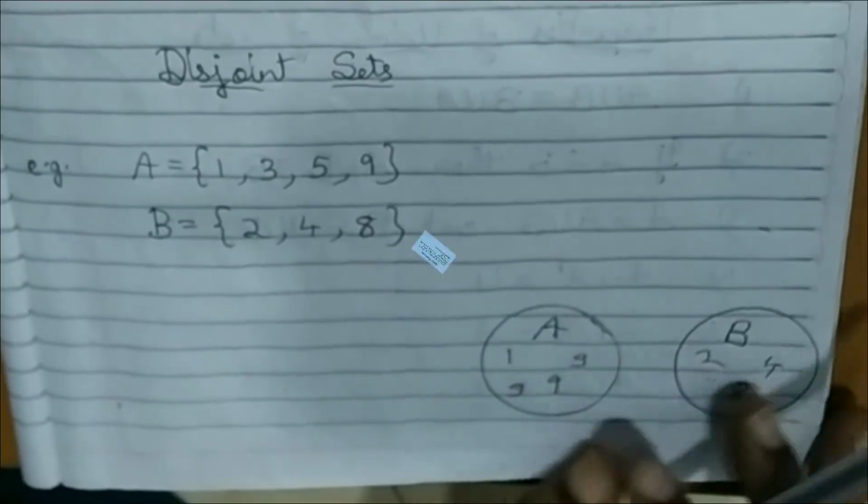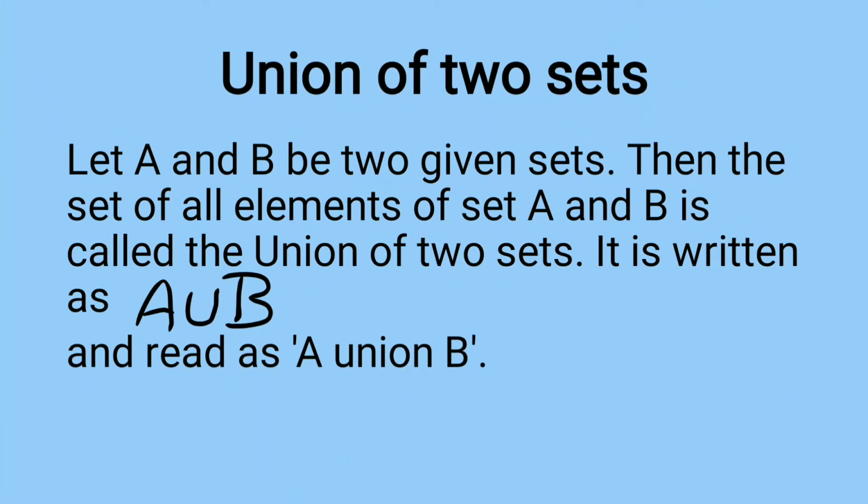Union of two sets. Let A and B be two given sets. Then the set of all elements of set A and set B is called the union of two sets. It is written as A union B. See the symbol for union of two sets, A union B, and it is read as A union B. We will see this with an example.